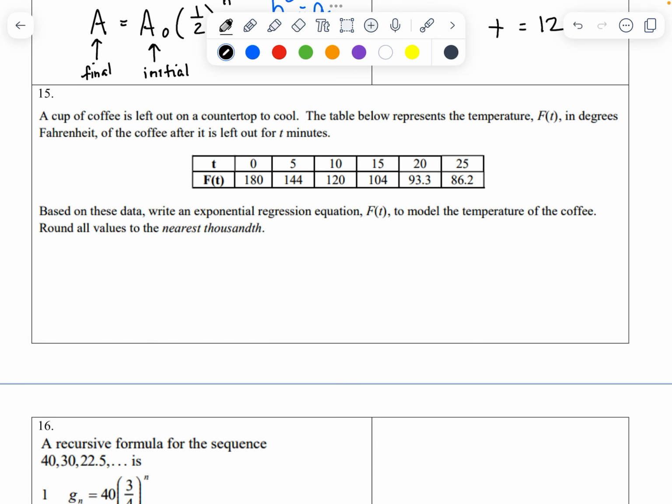Okay, a cup of coffee is left out on the countertop to cool. The table below represents the temperature in degrees Fahrenheit of the coffee after it's left out for 2 minutes. Based on these data, we want to write an exponential regression equation to model the temperature of the coffee, and we want to round to the nearest thousandth, which is 3 decimals. All right, so our exponential regression equation.